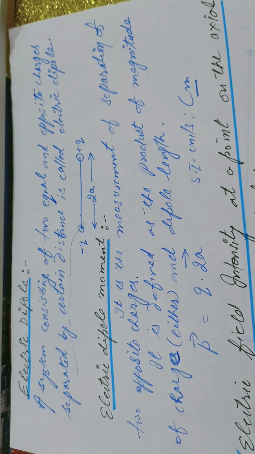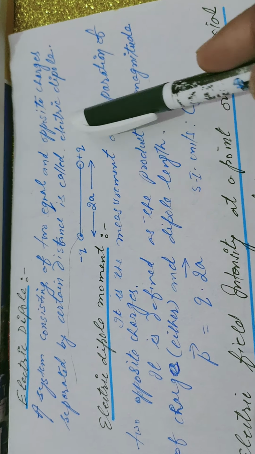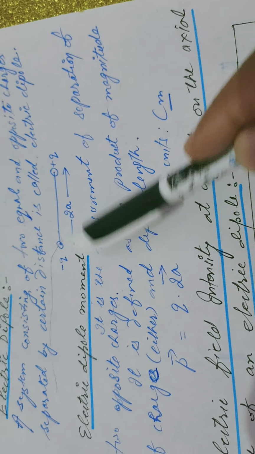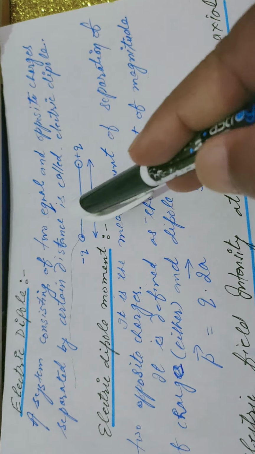So students, today I will start with electric dipole, a system consisting of two equal and opposite charges when placed at a certain distance. This system is called electric dipole, and the distance between these two charges is called dipole length. It is denoted by 2a or 2l. Then comes the electric dipole moment, which is the measurement of separation of opposite charges.